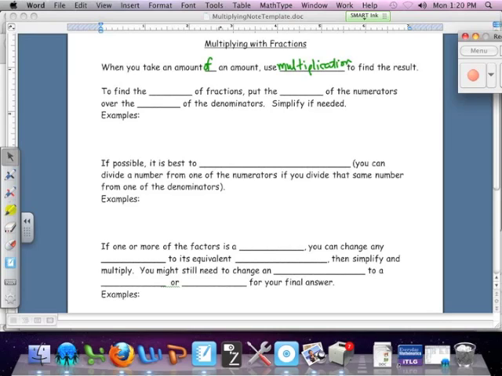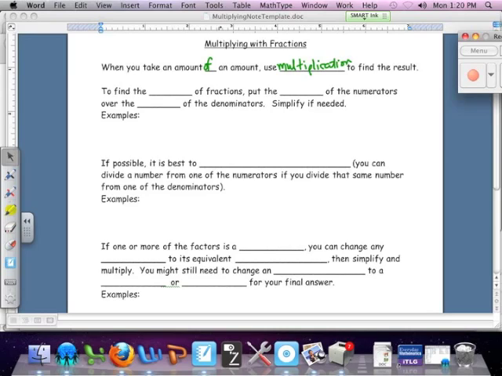Not exactly, because if they say 2 out of 3 people recommend it, 2 out of 3 would be changing to 2/3. So "out of" is different. That changes something into a fraction. But if I want to take an amount of an amount, then we're dealing with multiplication.